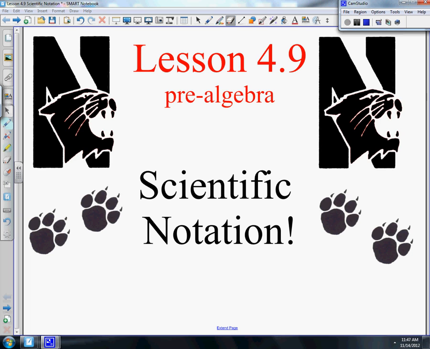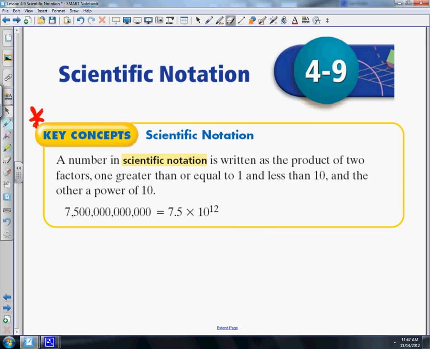Hey guys, this is lesson 4.9 for pre-algebra. It's called scientific notation. So it really is just that. It is something you're going to use in science.